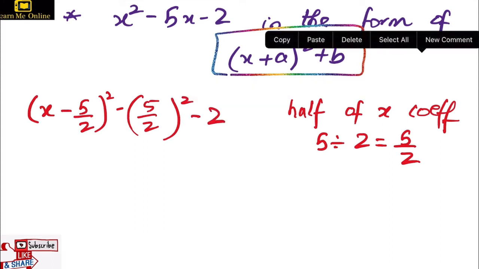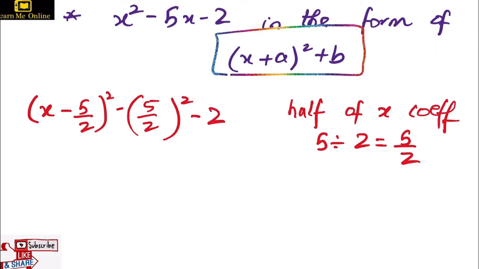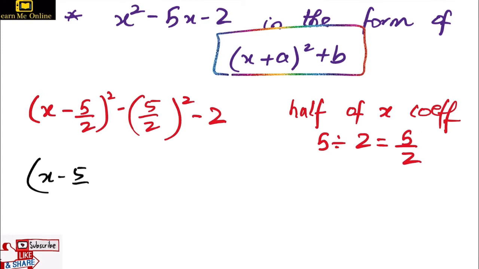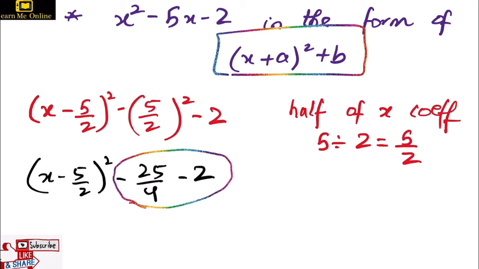Once you have this, then you're going to do the simplification, which is (x minus 5 over 2) whole squared. When you open up the squaring, it would be minus 25 over 4, and there's a minus 2 then. Now we have the terms written, but the first term is in fraction form, which is going to be this. So we'll be simplifying these two terms now.